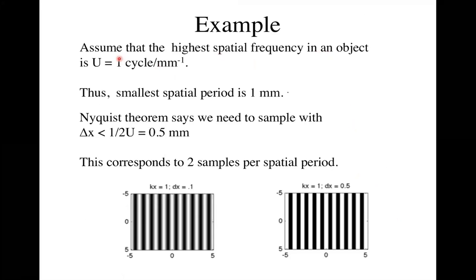So in this example, we assume that the highest spatial frequency in the object is 1 cycle per millimeter. Therefore, the smallest spatial period is 1 millimeter, and the Nyquist theorem says you have to sample with twice that frequency, or 0.5 millimeters. So 2 samples per millimeter. Okay, and there it is.